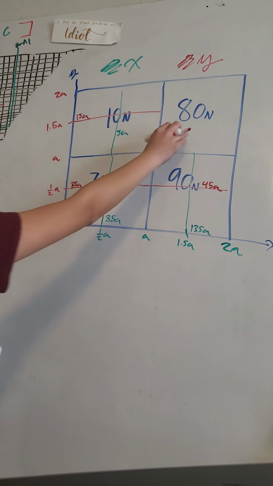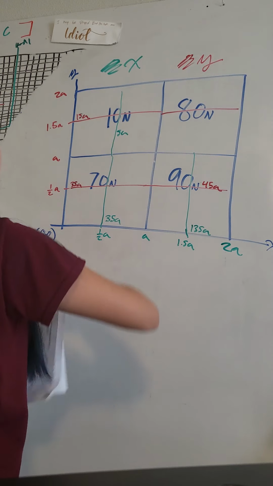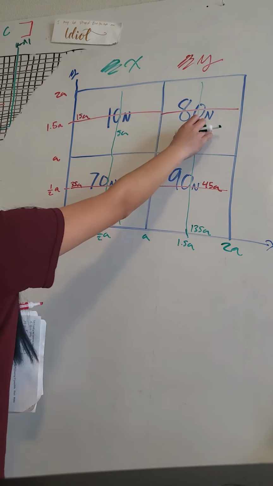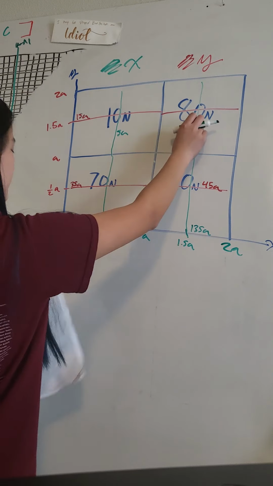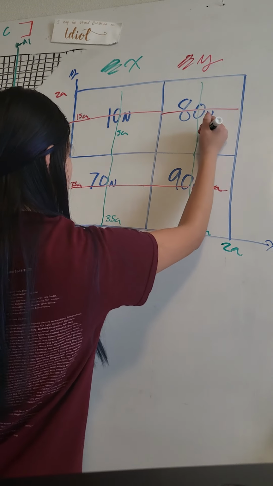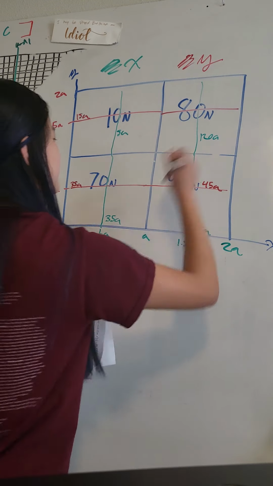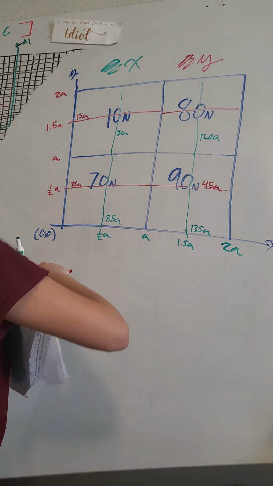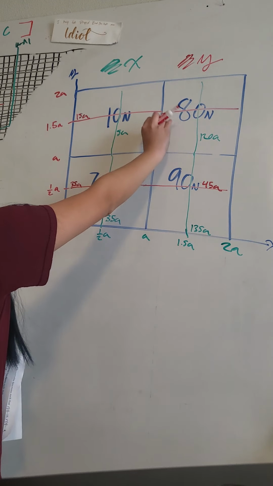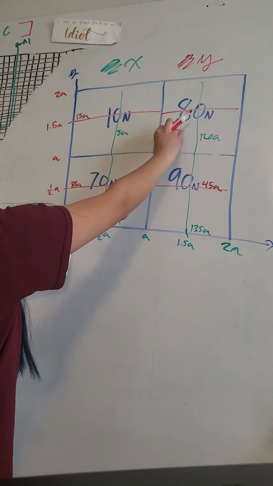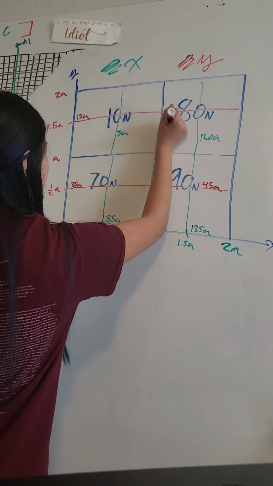And then again, for the 80, let's do this one more time. Drag that across, and then drag this up. So the x coordinate value for the 80 Newton one is going to be 1.5 times 80, which is going to be 120a. And the y coordinate value for the center of gravity for this 80 Newton structure is going to be 1.5 times 80, which is again going to be 120a.